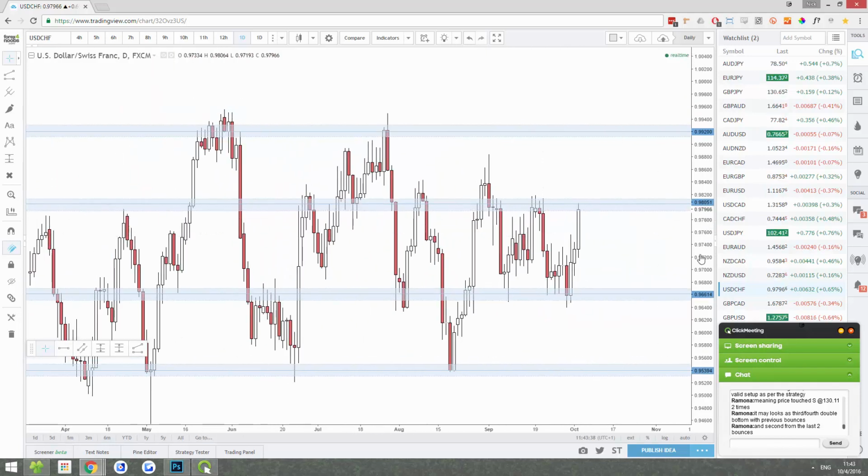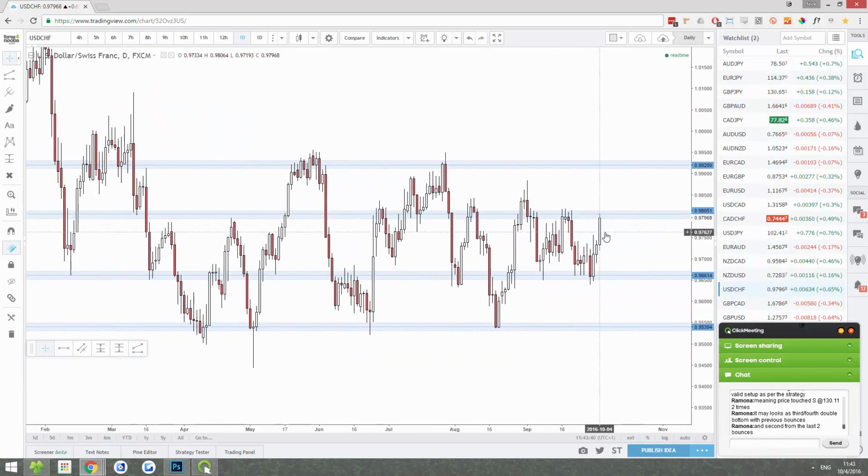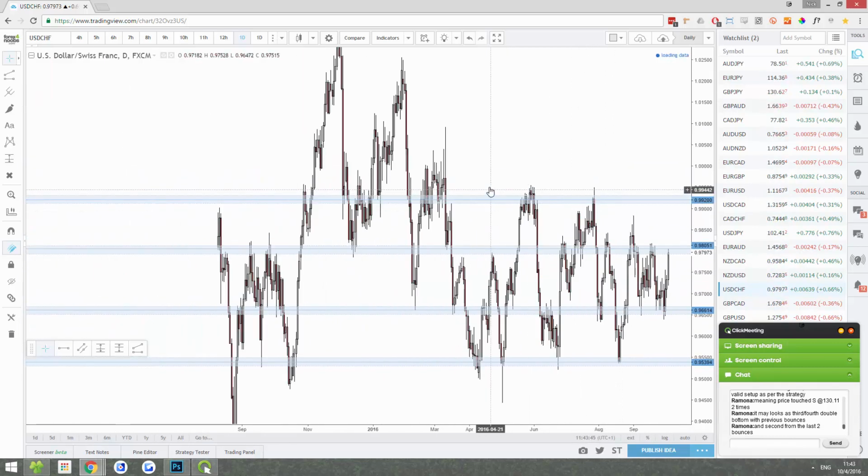Alright, so on the daily, we have this nice strong preceding trend. I like preceding trends like this. I like those strong preceding trends, especially when they stall right on an area of resistance.